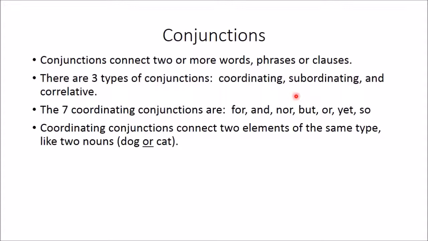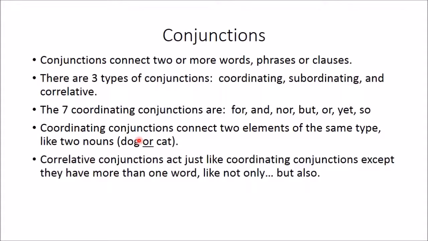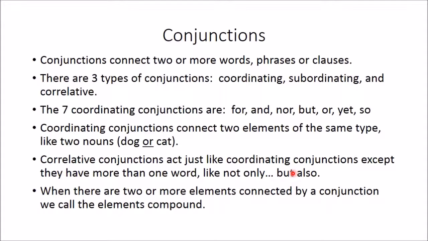Coordinating conjunctions connect two elements of the same type. So if they're connecting two words, they're going to be the same type of word, like two nouns, dog or cat. Correlative conjunctions act just like coordinating conjunctions, except they have more than one word, like not only and but also. When there are two or more elements connected by a conjunction, those elements are called compound.